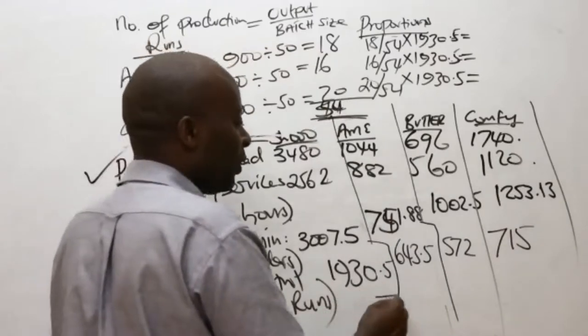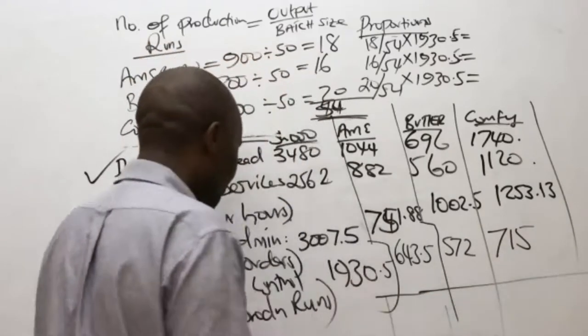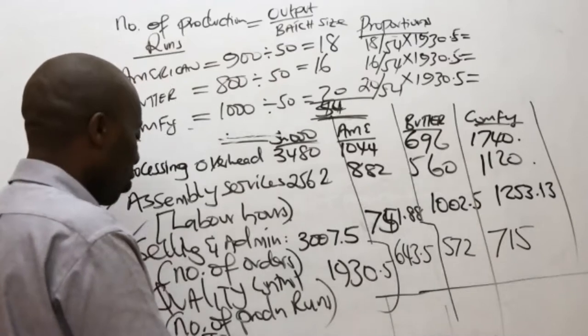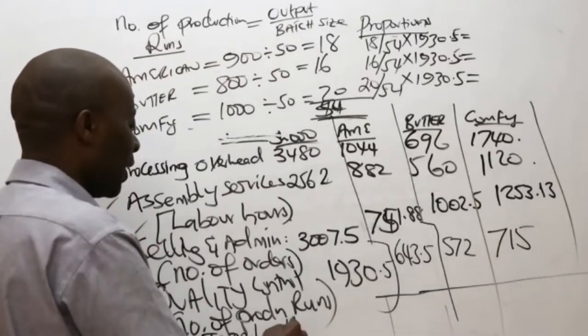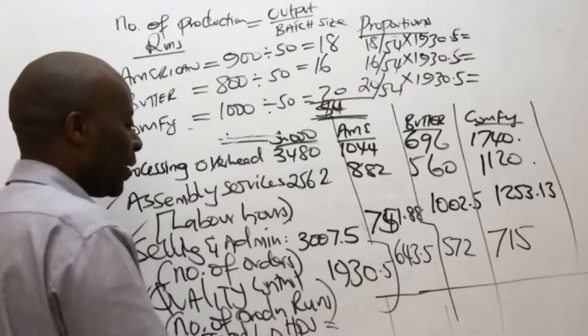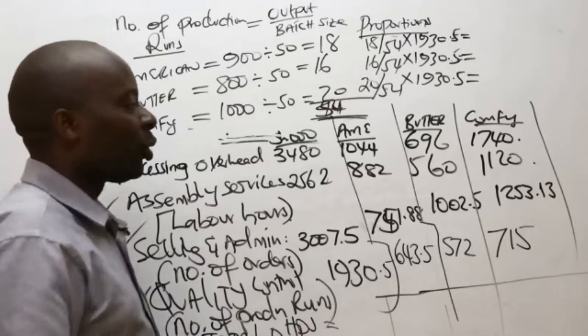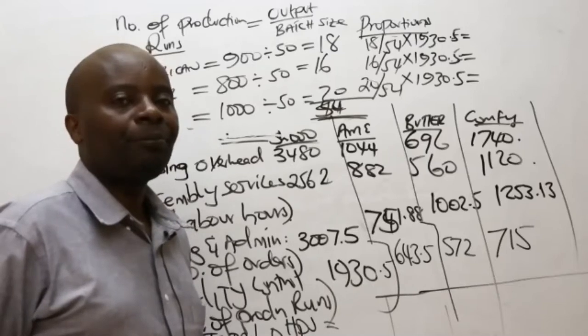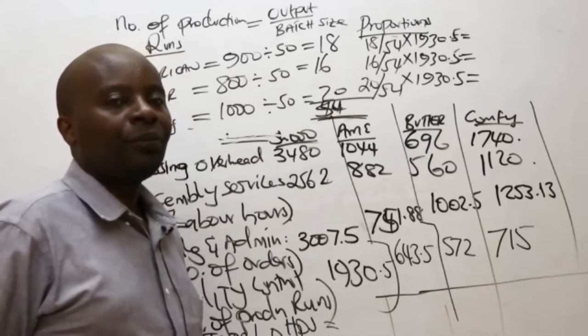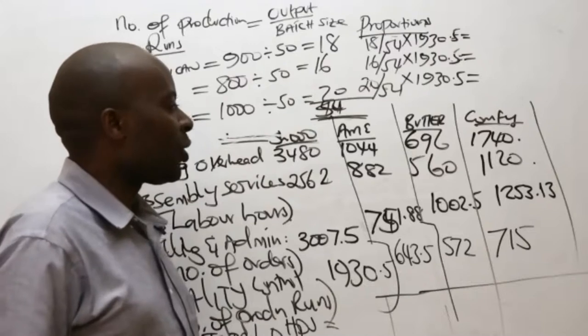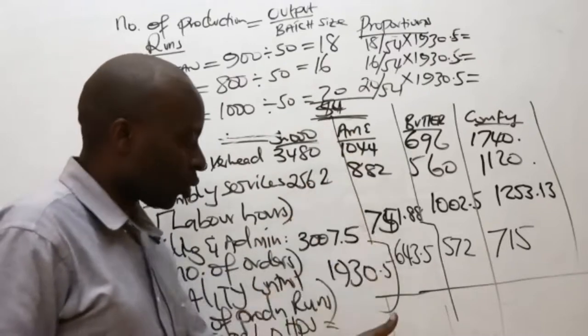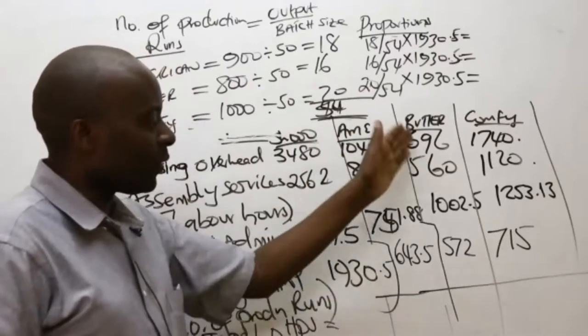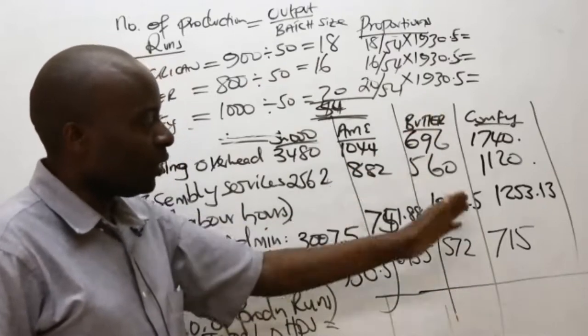Now give us the total overheads. Total overheads. You simply add up for American, give us a figure to write here. Butterfly, give us a figure to write there. Comfy, give us a figure to write there.